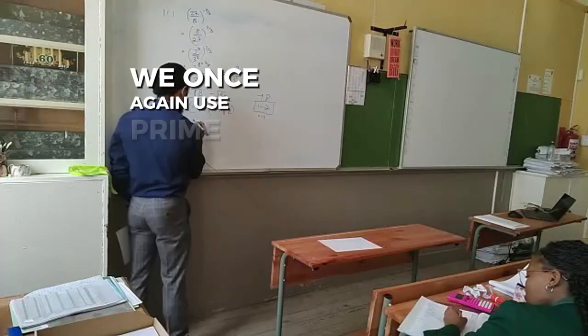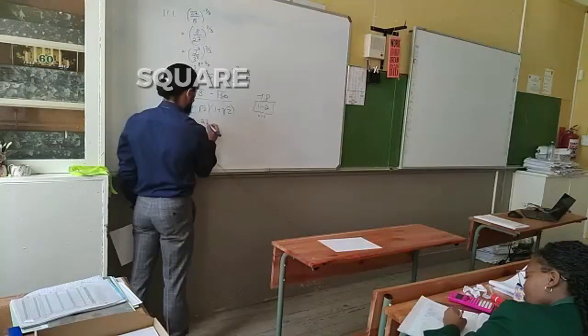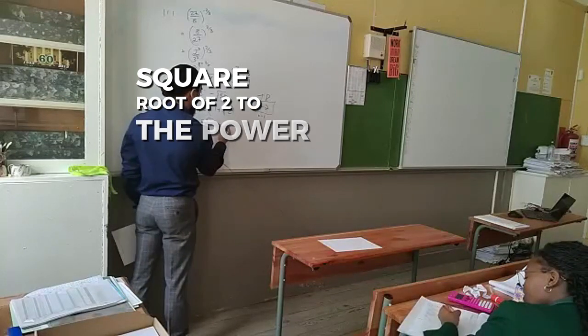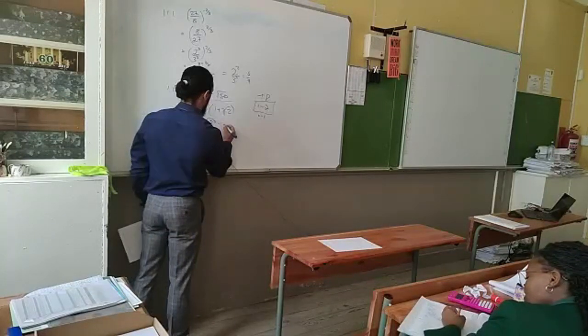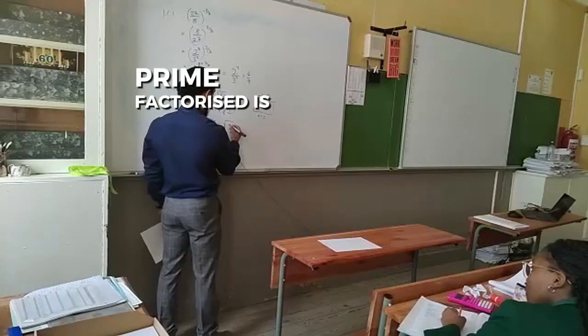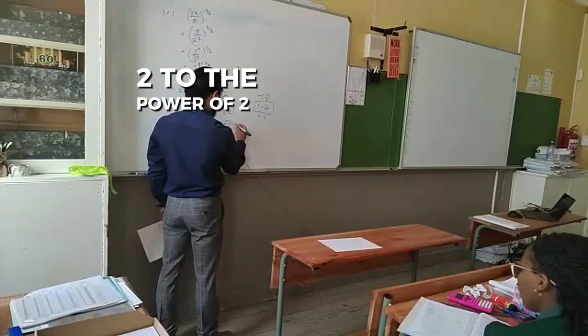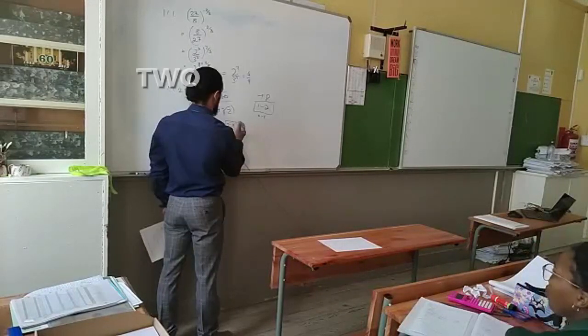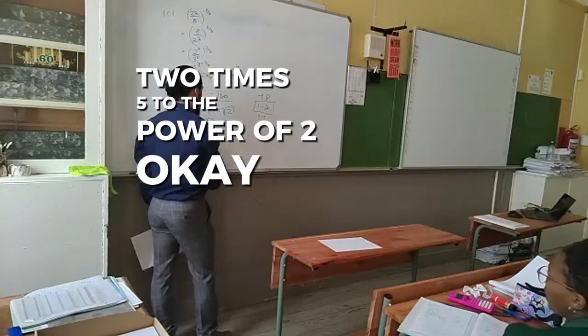We once again use prime factorization. So that's going to be 2 square root of 2 to the power of 3 minus the square root of 50. Prime factorized, 50 is, help, 2 to the power of 2. Is it 2 times 5 to the power of 2? Okay, that's nice.